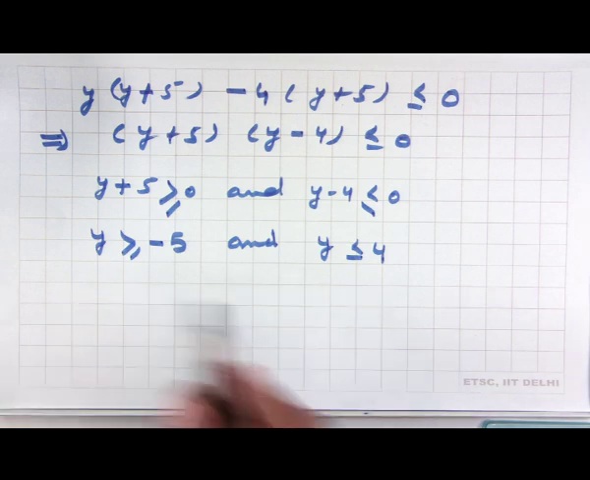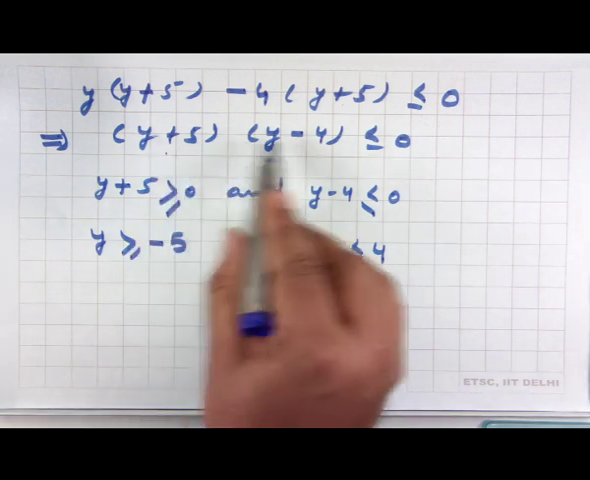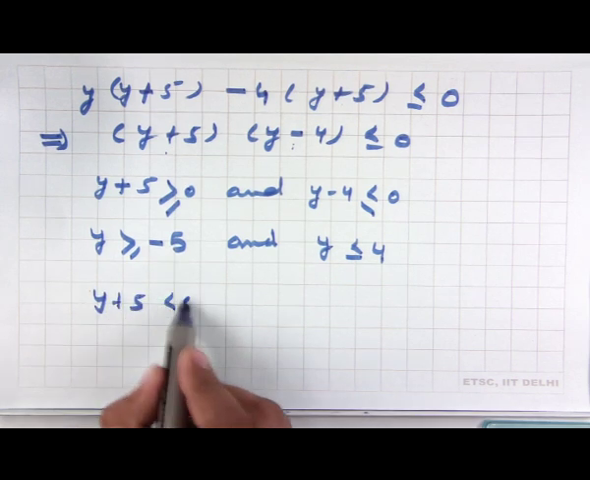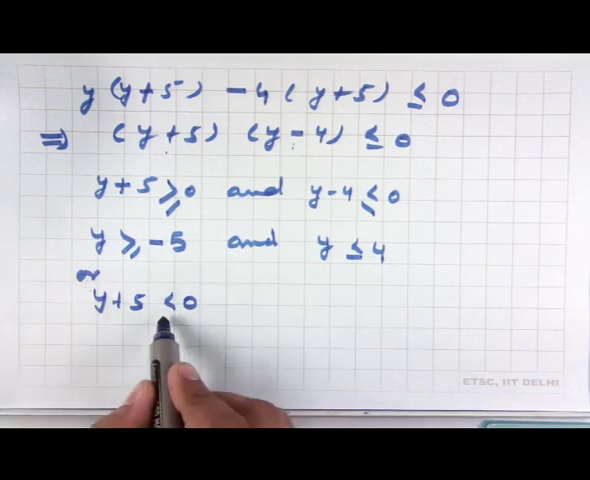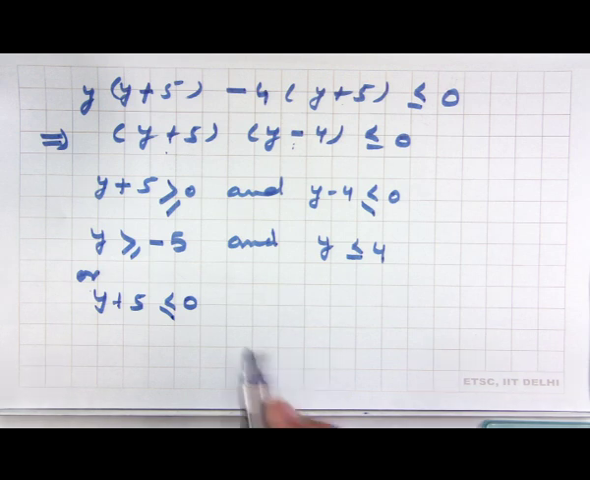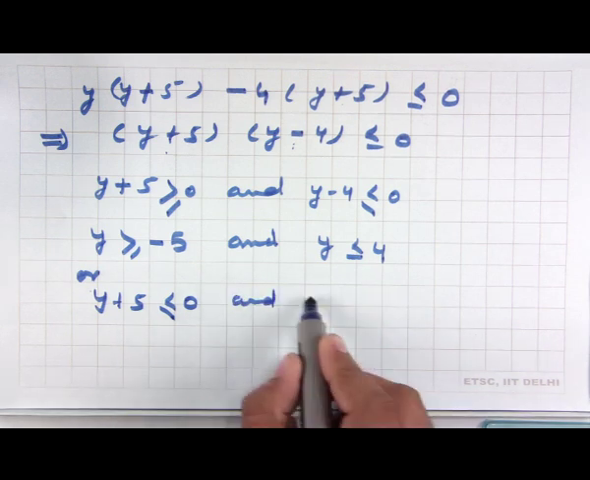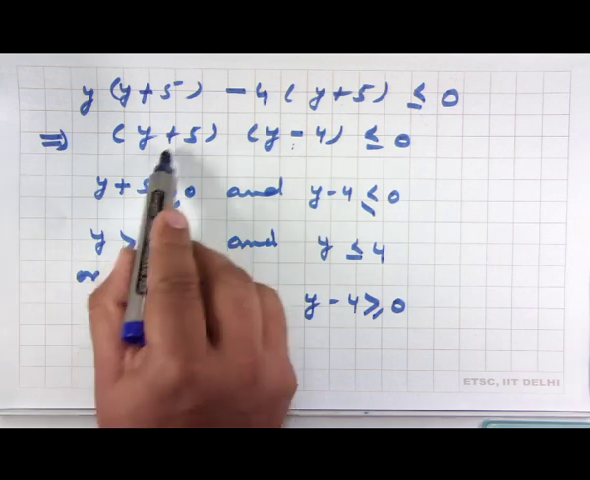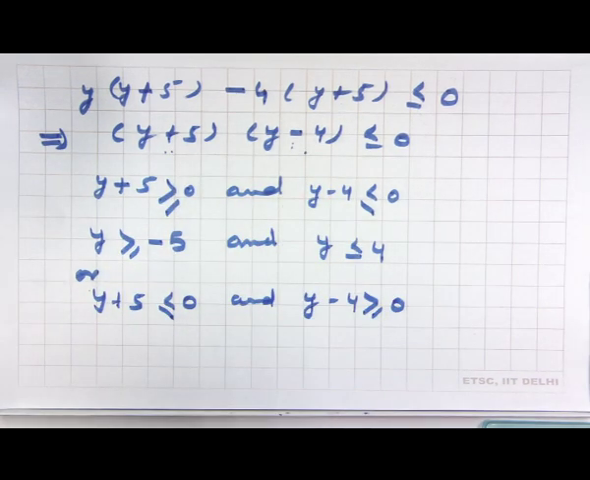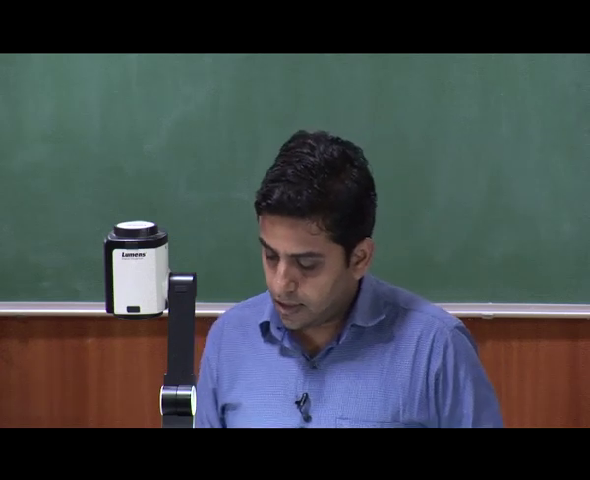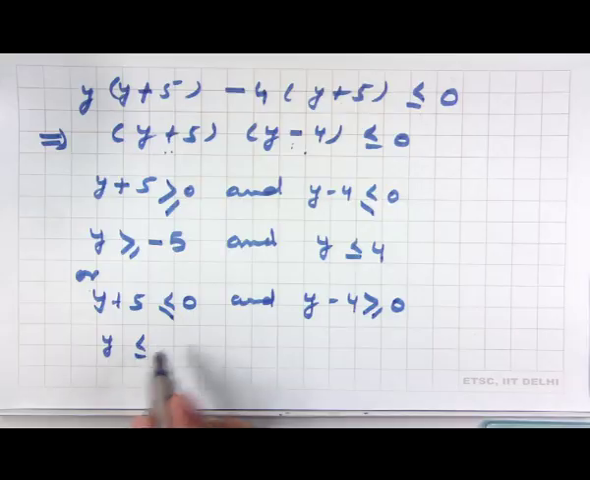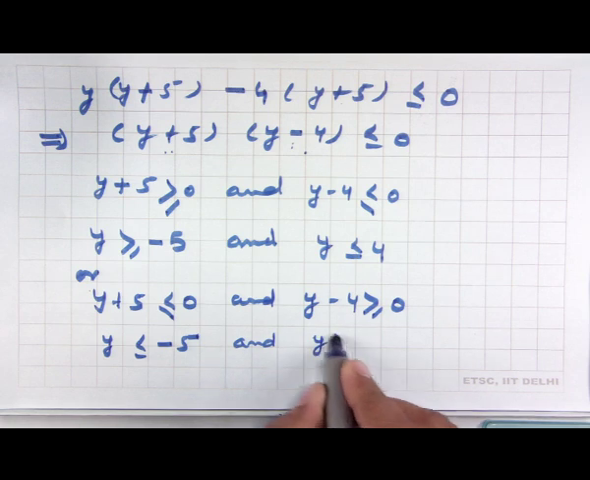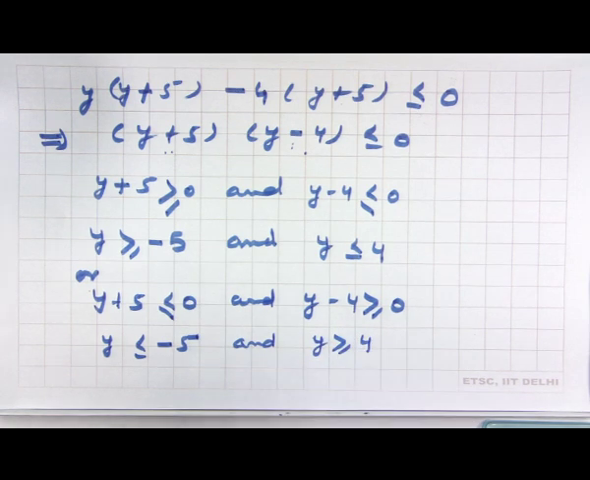Now, the result will also be negative if y plus 5 is less than or equal to 0 and y minus 4 is greater than or equal to 0. If one is negative and the other positive, the product will be negative. Now, y is less than or equal to minus 5 and y is greater than or equal to 4.